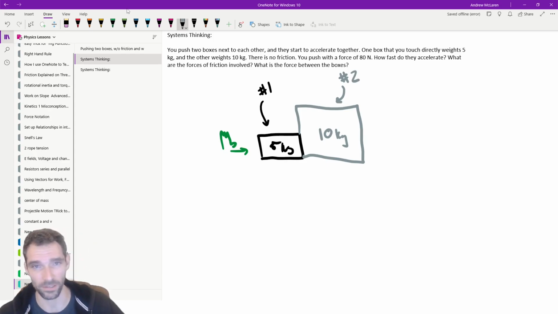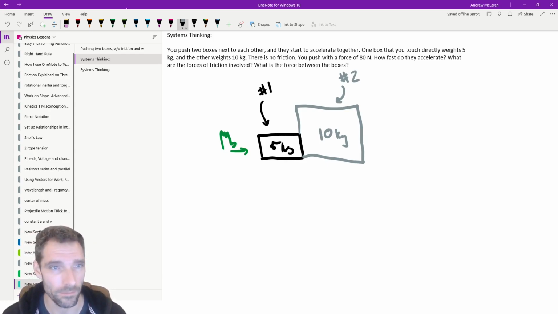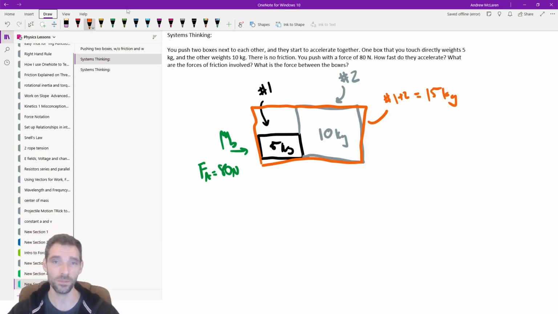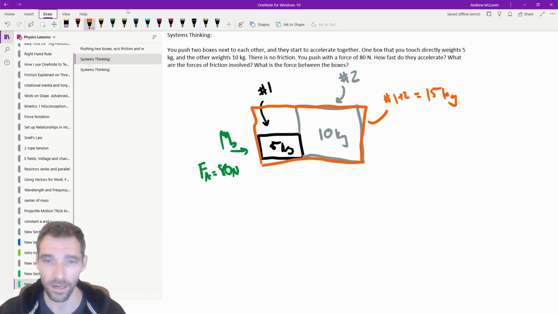I'm going to also use our color coding as well. But we have a force that's being applied. I'm going to call that FA of 80 newtons. So the trick to this is thinking about this as one larger object where they're moving together, where you've got 1 plus 2, and that has a mass of 15 kilograms. If we're assuming that these things are moving together, then it's fairly straightforward to just do the problem.